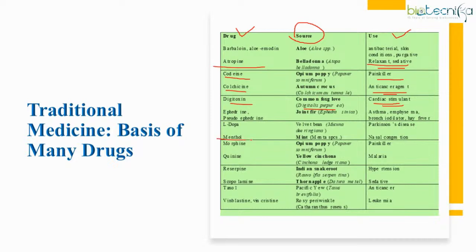Then we have got menthol, obtained from mint, used against nasal congestion. Morphine, again, it's a painkiller. Quinine, it is used to overcome malaria. Reserpine, hypertension. Scopolamine, it's a kind of sedative. Then we have got the anti-cancer drugs like Taxol, vinblastine, and vincristine. So these are anti-cancer and these are helping in curing leukemia. Okay. So if you remember this kind of table, it will be easy for you to get to an answer.